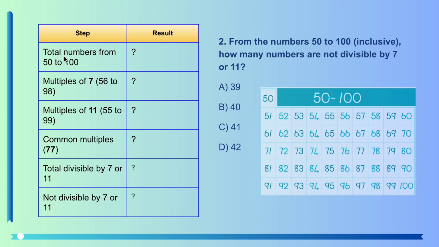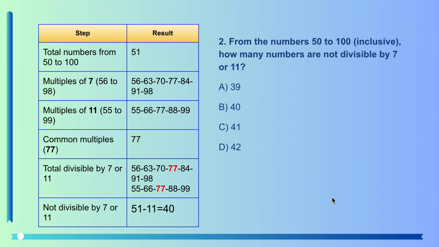So we've got total numbers from 50 to 100. That's 51 numbers. How many of them are multiples of 7? How many are multiples of 11? How many are the common multiples? That means both for 7 and 11. How many are divisible in total? So all of these together. And then subtracting them from the original numbers, you'll get how many are not divisible.